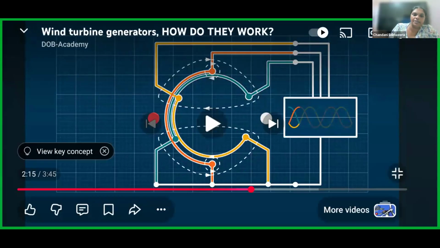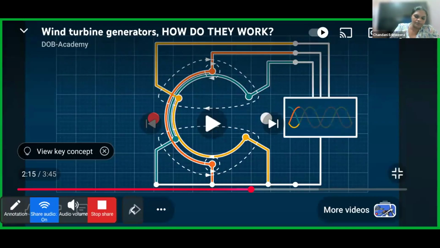Put simply, can you remember when you move a magnet inside a coil, it produces electricity, no? Can you remember that one? If there is a coil and you move the magnet in and out, it produces electricity, no? So inside this windmill, there is a magnet and a coil. When the magnet is moving inside the coil, it is producing electricity. Simply we can consider it like that.